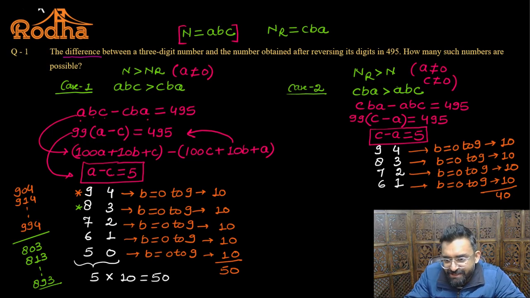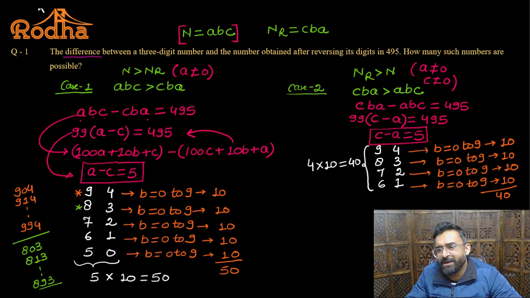Or I could have done this here also. There are 4 cases, and in each case B can take 10 values. So how many such numbers are there? 40. You might be thinking, is there going to be any duplicacy in the numbers? Let's just check. Understand, A is 4 and C is 9. The original number is ABC.